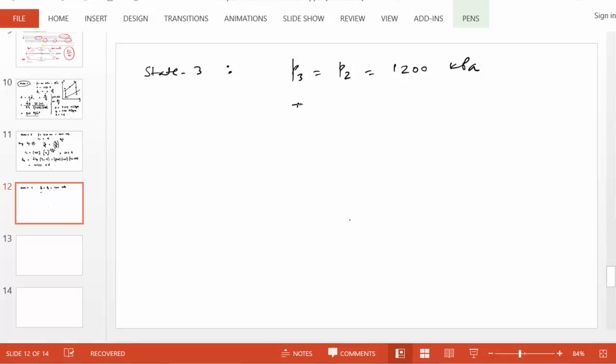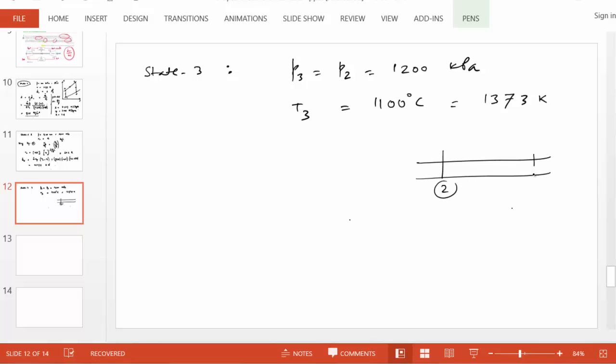And the temperature is given as turbine inlet temperature. So we already know pressure and temperature, so state 3 is solved. Therefore, what is going on between 2 and 3? This is the heat exchanger, you can think, from 2 to 3, and we're adding heat here.